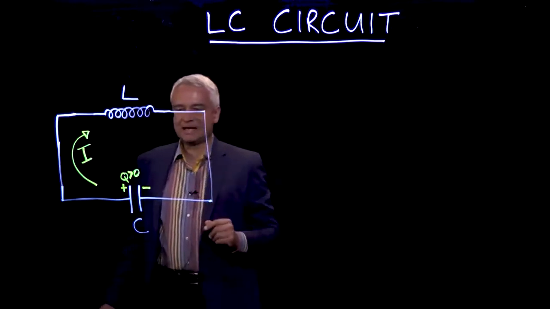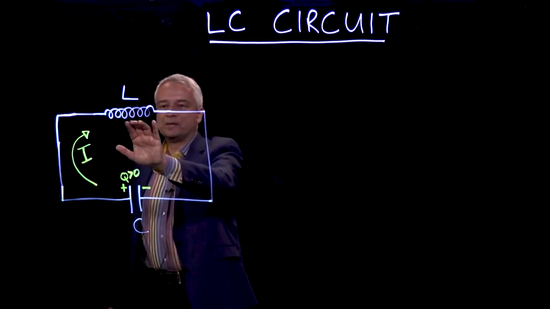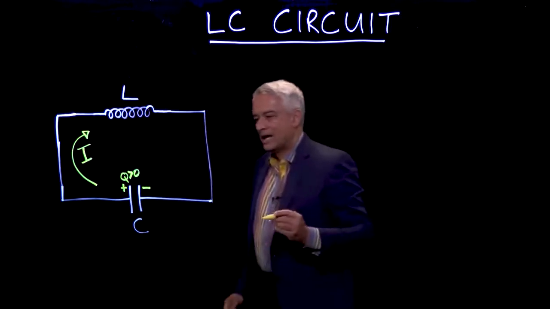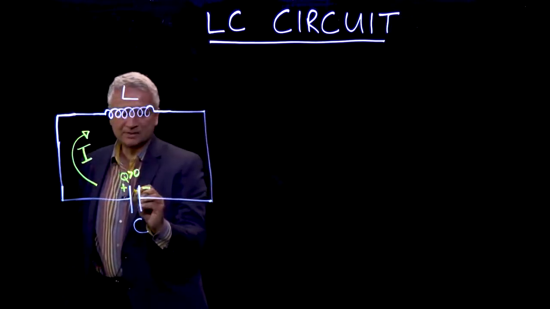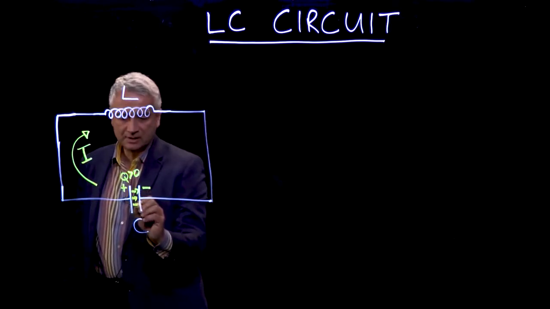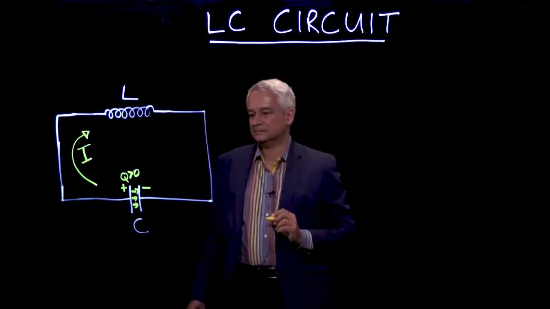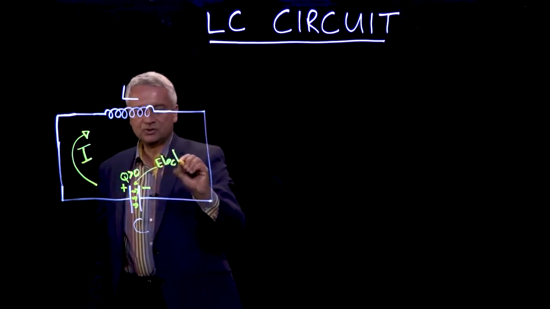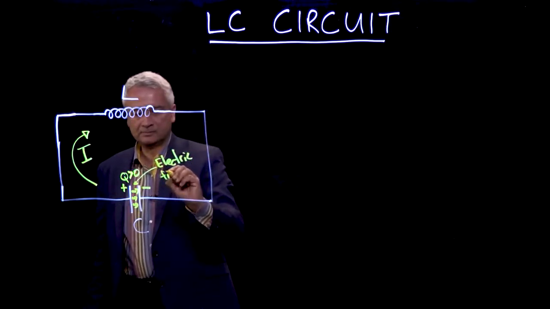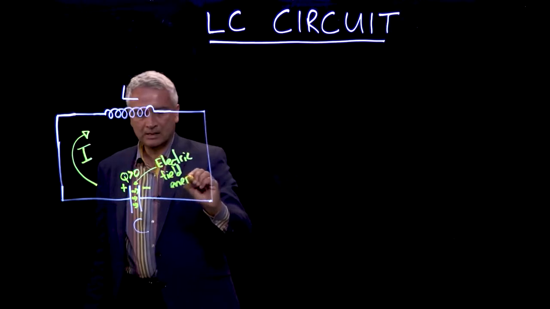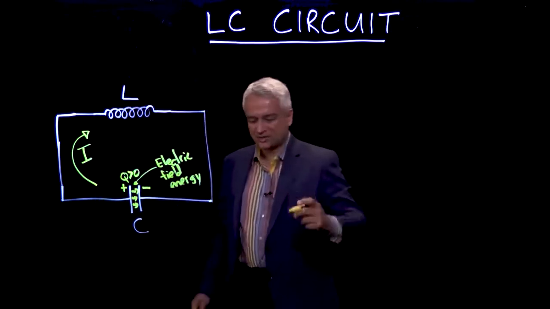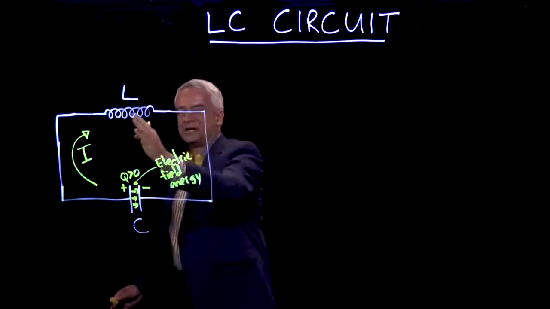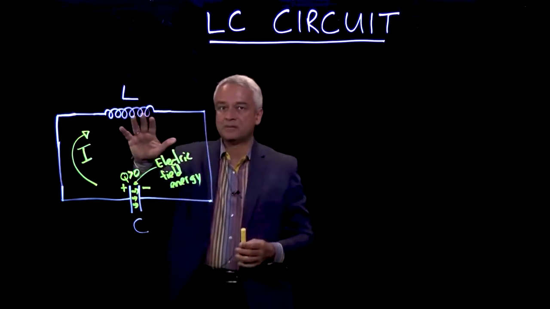Well, the reason for the back EMF is that as this current is increasing, you're building up magnetic field energy in the inductor. So at the start, let's think about the starting point. At the starting point, I have this electric field in the capacitor. So I have all this electric field energy stored in the capacitor. And now this current is starting to flow.